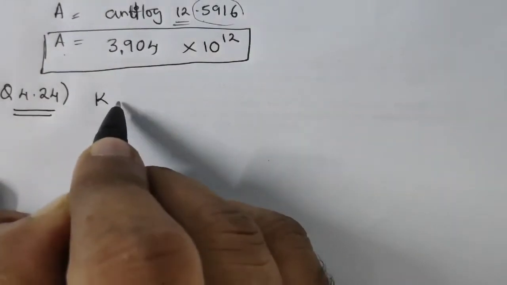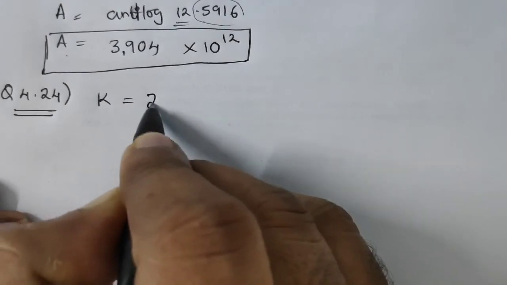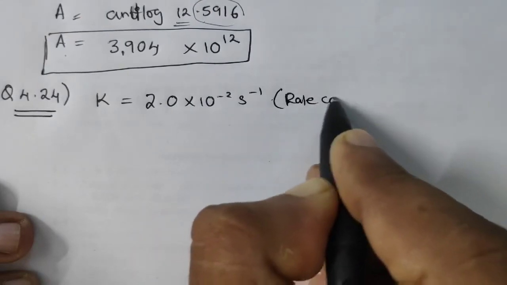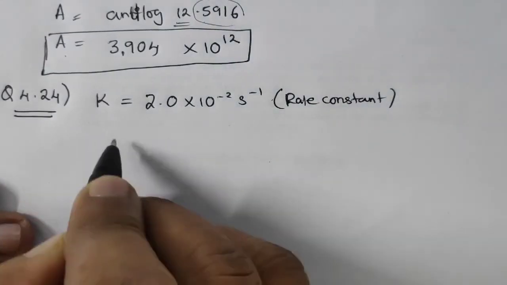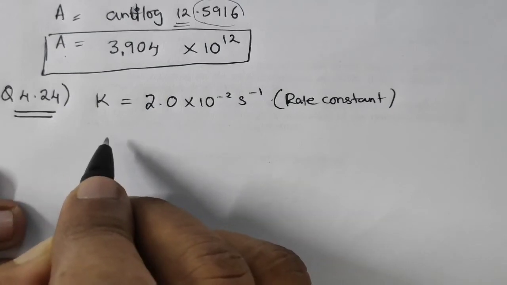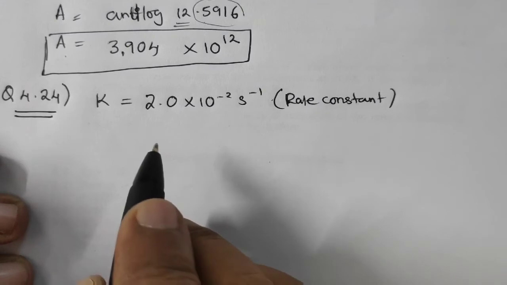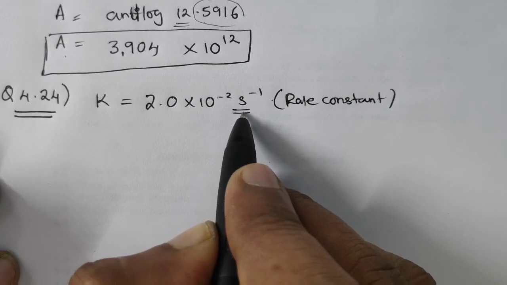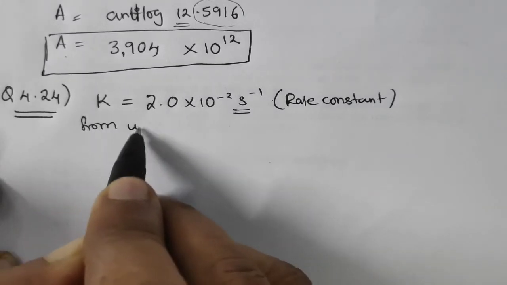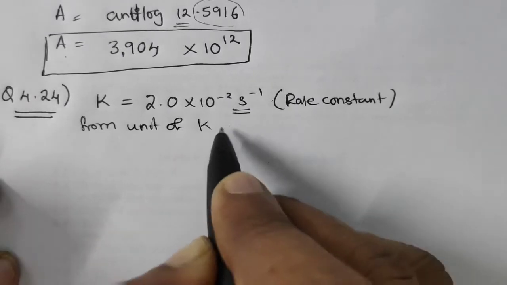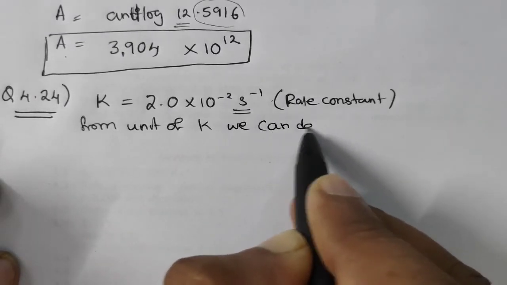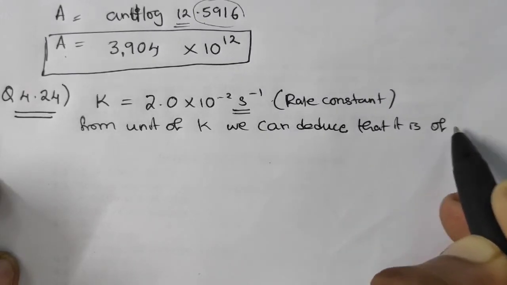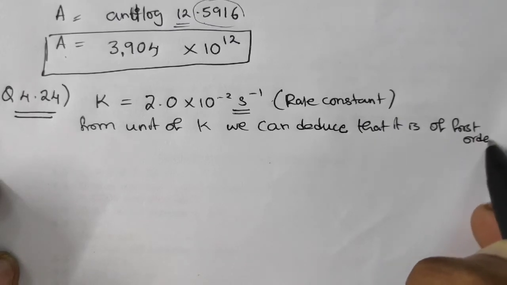In this question, the rate constant K is given as 2.0 into 10 raised to minus 2 second inverse. This is the rate constant value. Then from the unit of K we can deduce that the given reaction is of first order. Which order? First order. Understood?